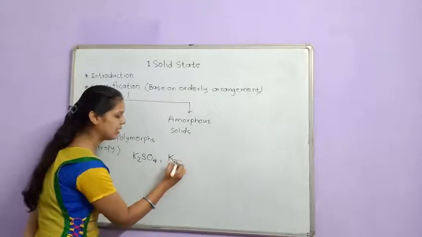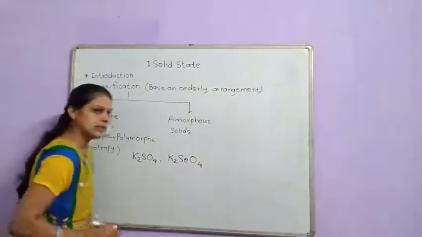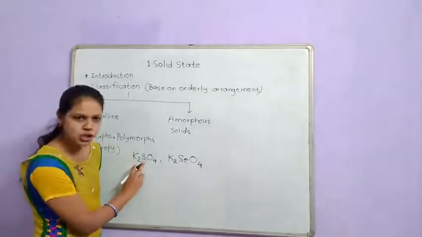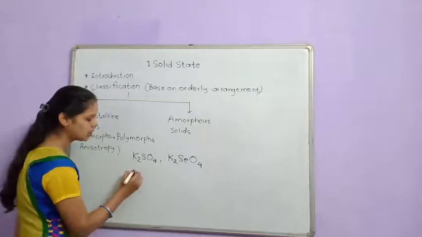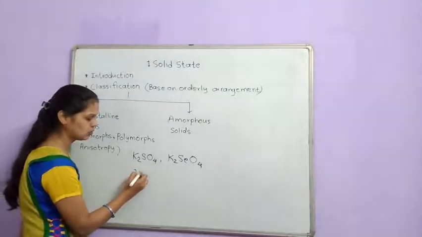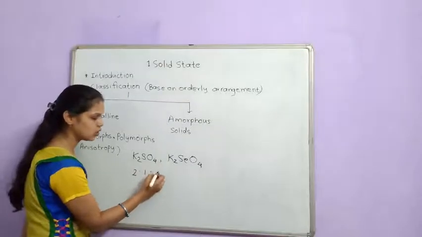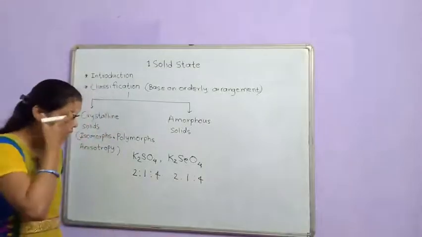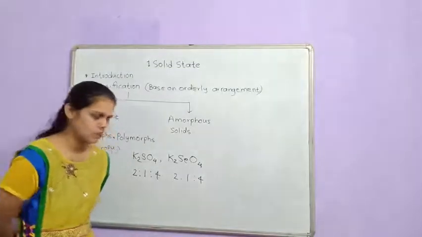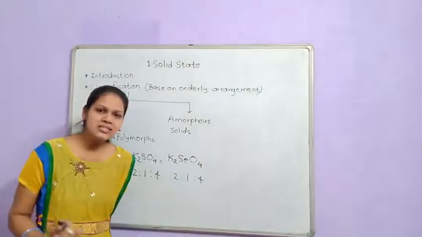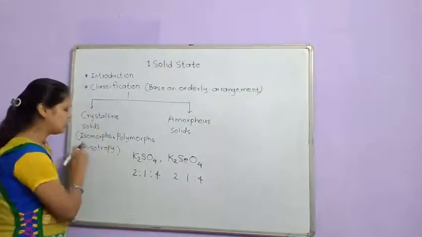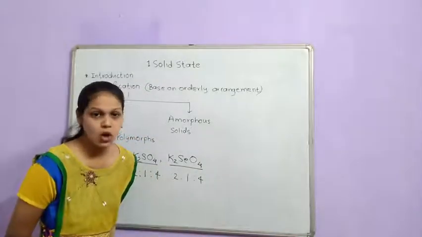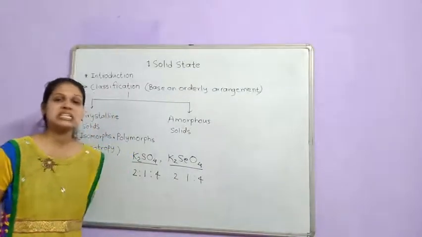and K2SeO4, then the ratio of atoms, here three kinds of atoms are there: potassium, sulfur and oxygen. Potassium we take 2, this one is 1 and this one is 4. Here also 2, 1, and 4. Therefore, here the atomic ratio is the same. But this is not the only condition for isomorphs. Another condition is that their crystalline structure, or the structure of the unit cell, must be the same.